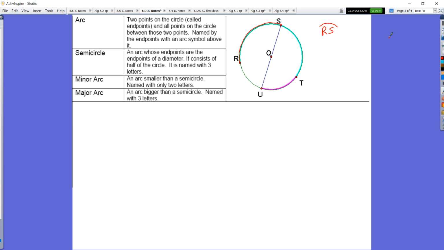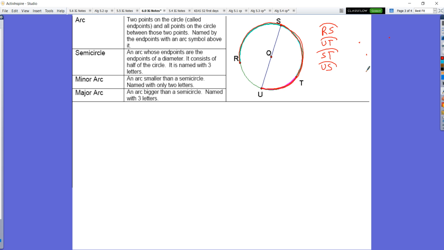We got a bunch of different ones here. We got arc UT. We could name that one as well. We could have arc ST. There's another arc, and then we could also have a really big arc. We can go from U all the way over to S. So we can have arc US. There's several others we could name, but we'll just stop with those. Those are some examples of naming arcs.